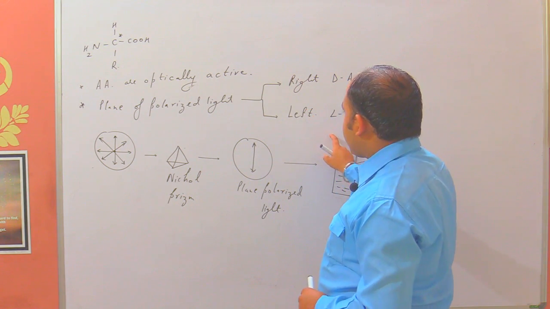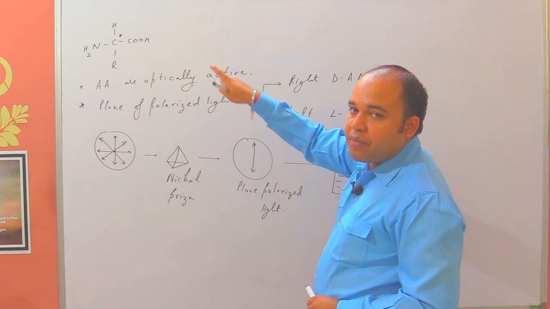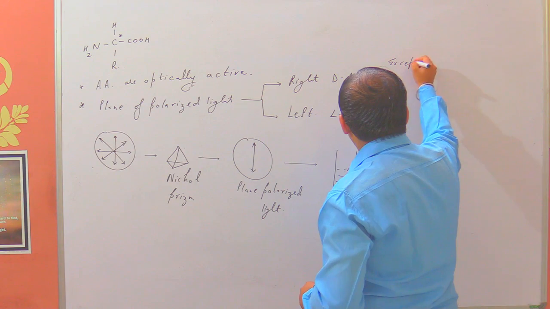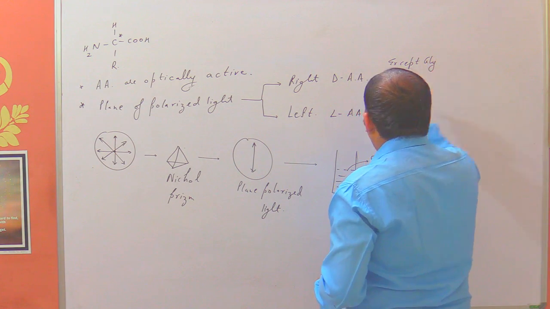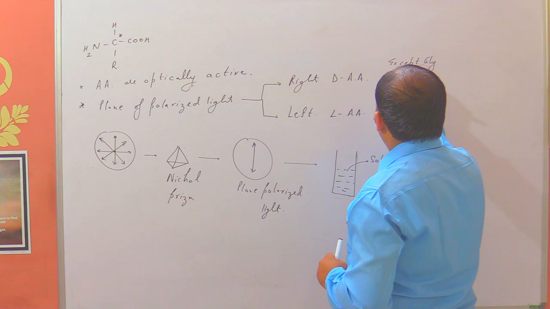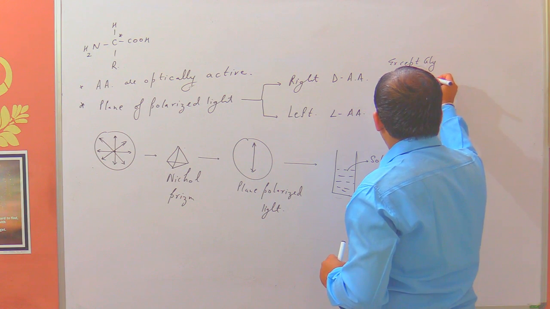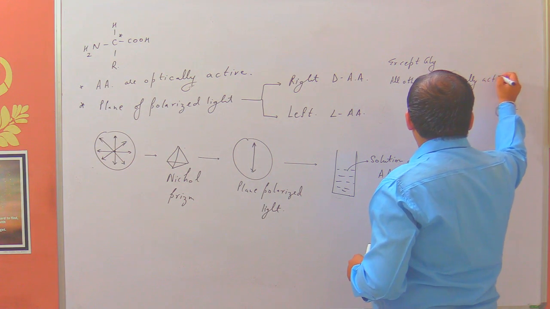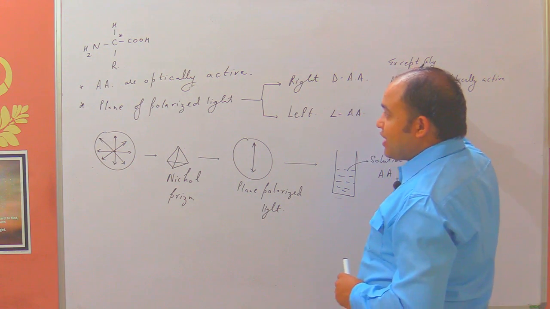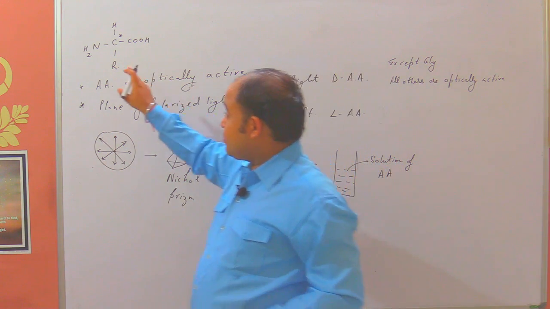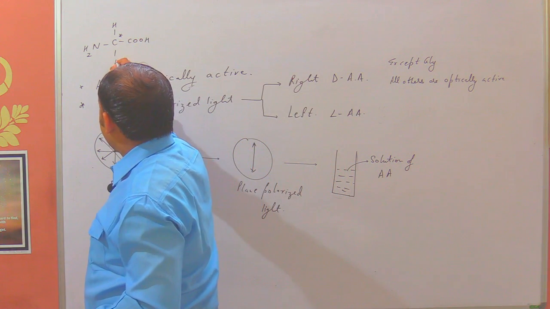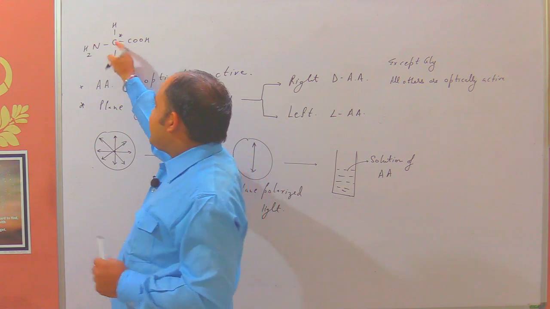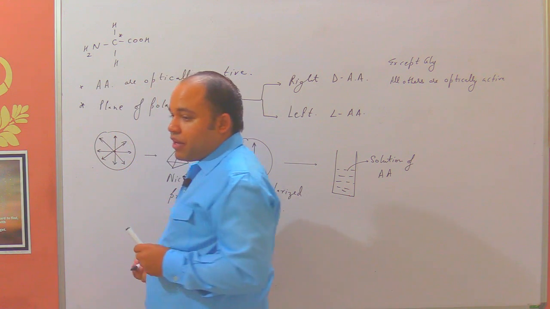Now, this can also be understood on the basis of the type of groups attached to the amino acid. Except glycine, all other amino acids are optically active. Glycine is optically inactive because it lacks a chiral carbon atom. In glycine there are two hydrogens present here, making this carbon achiral. And because it is not chiral, it won't be able to rotate the plane of polarized light.